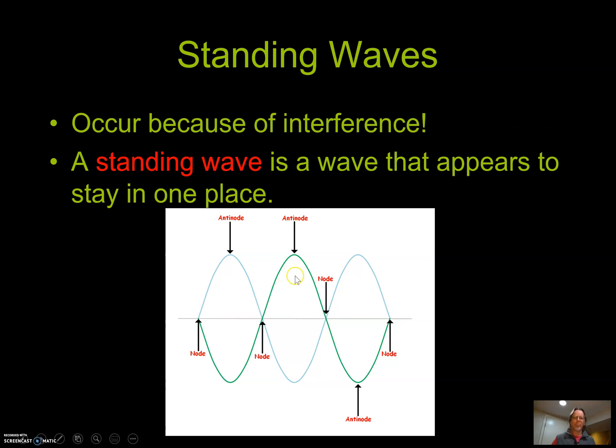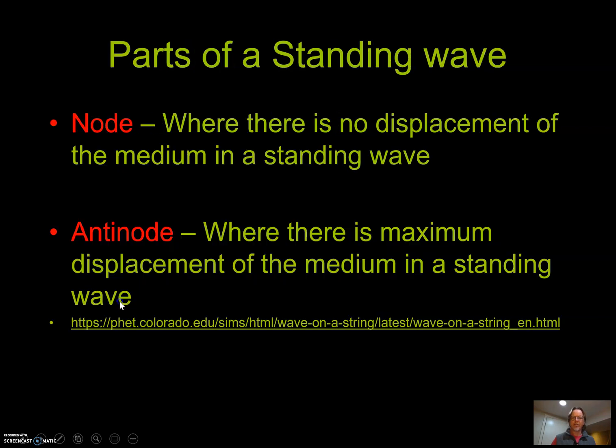So this would be an example where plus meets plus gets a super plus, or a minus can hit a minus, which is a super minus. It can be either or, and they're all going to flip back and forth, as you'll see in just a moment. So our terms: nodes are points of destructive interference. Antinodes are constructive interference. Okay, so the node is where there's no displacement of the medium of a standing wave. Antinode is where there's a maximum displacement of that medium of the standing wave.